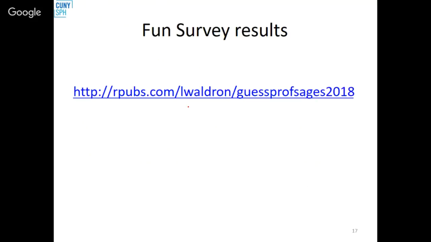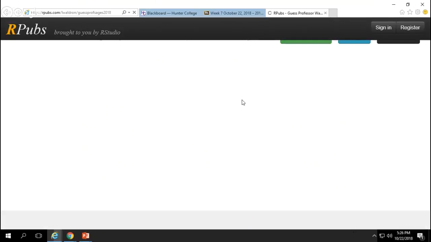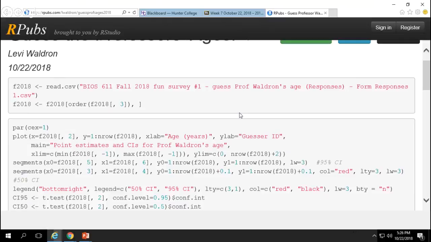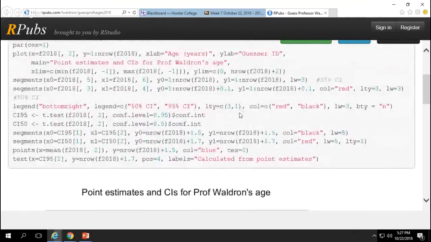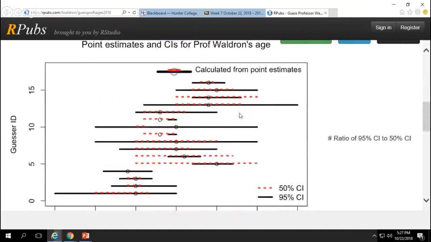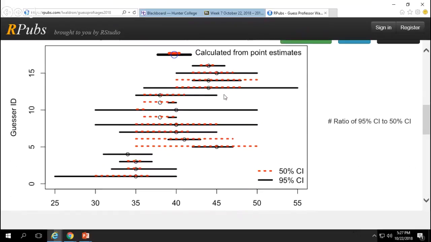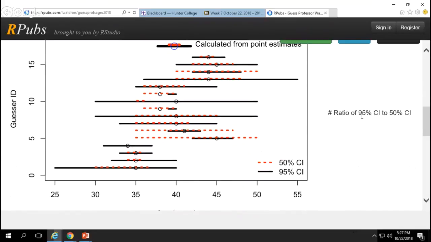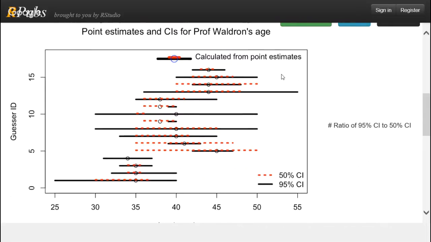Okay, let's take a look at these results. Don't be scared, that's my data analysis. Let's just look at the results. Let's see, I need to go full screen. Okay.